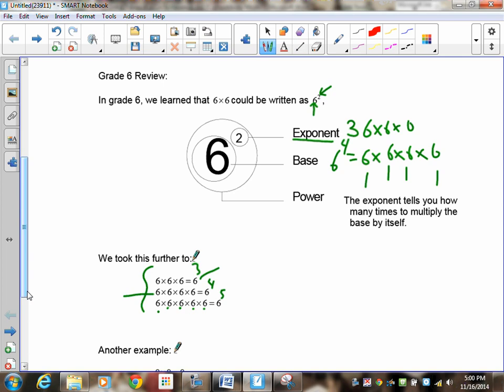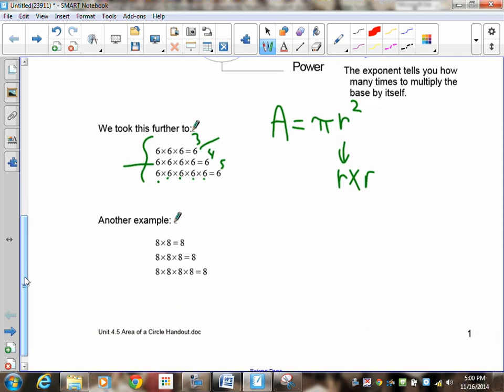So when you get to a question in a formula for a circle, you're going to find area is equal to pi, which we know is 3.14, times r squared. Now this r squared, and we're going to get to this in a moment, is r times r. And that's very important because if you don't get that correct, you're going to have problems.